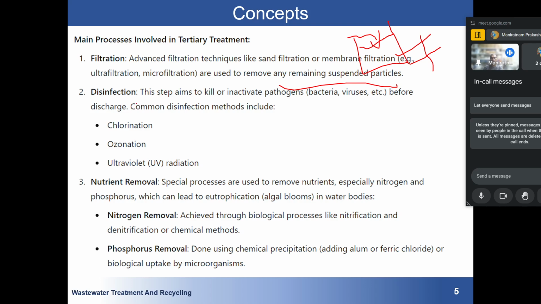Then second is disinfection. This aims to kill or inactivate pathogens before discharge. Common disinfection methods include chlorination, that we will be using now. We know that there will be some kind of pathogens also. Remember, in MPN we have seen this when we were discussing coliform. We need to kill those pathogens, because they might cause waterborne disease. So generally we use chlorine, and with the help of chlorine the pathogens are killed. Then we have ozonation, the use of ozone. Then we can also kill bacteria or inactivate pathogens with the help of UV, ultraviolet radiation.